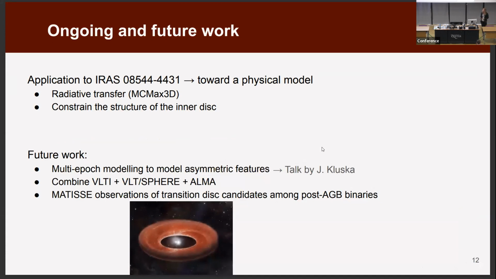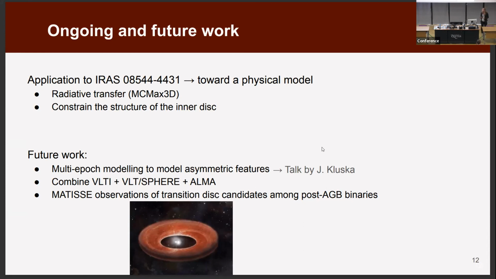Future work will involve multi-epoch modeling of this target to model the asymmetric features. This was already shown by Jacques Pluska in a previous talk. We can model then the closure phases together with the visibilities to constrain the different illuminations with Pioneer data. We can also combine this VLTI data with SPHERE and ALMA data to constrain the global disk structure.